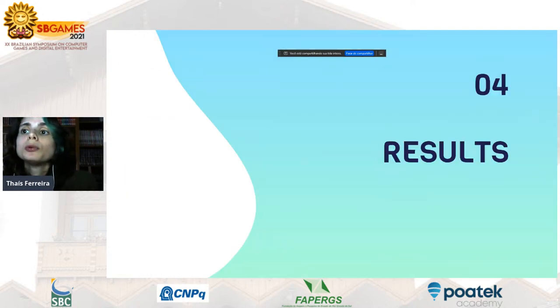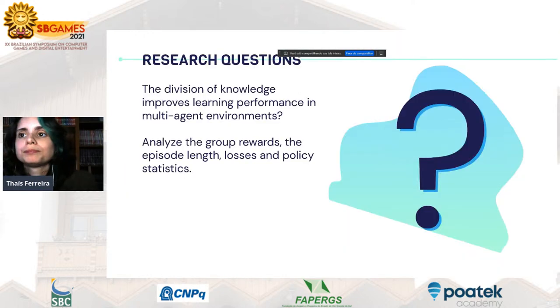In this section, we will look at the results obtained. Our goal is to validate whether the division of knowledge about the environment by different groups improves learning performance in multi-agent environments or not. We want to analyze how the division of knowledge influences the gain of group rewards, the episode length, the entropy, and the value estimated.